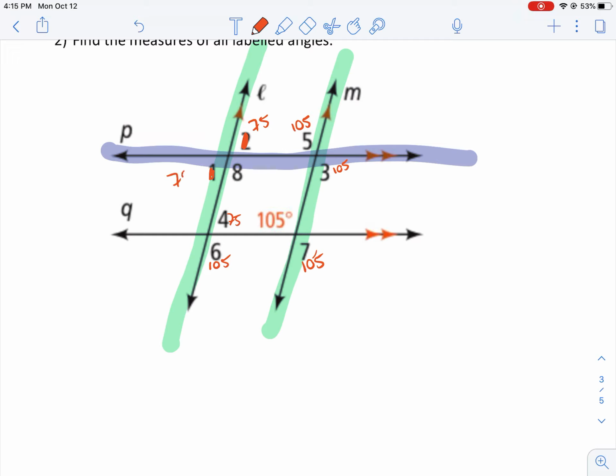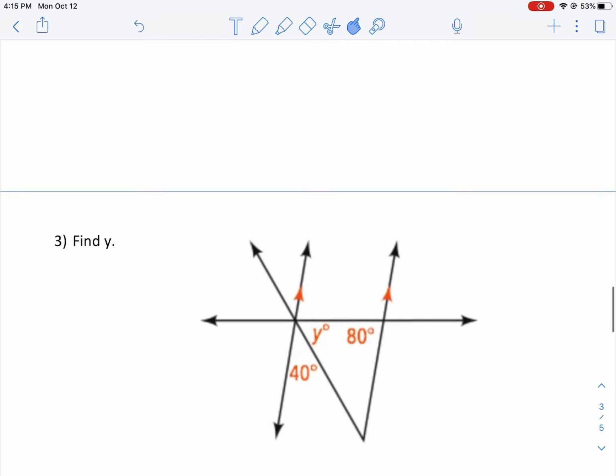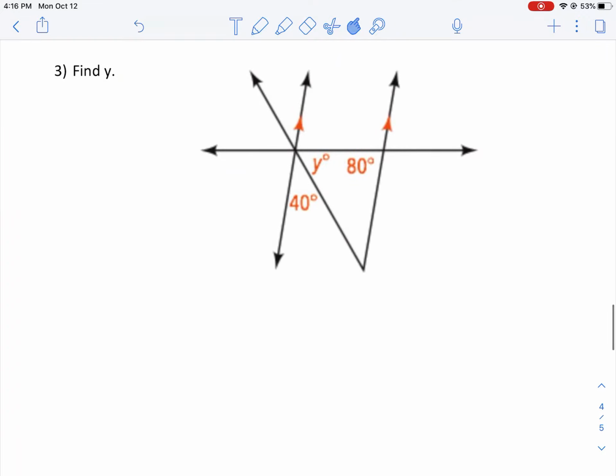The vertical angles theorem could tell me that angle 1 is also 75. I could say that these two angles are supplementary, so therefore angle 8 is 105. Or I could have said that angle 8 and angle 3 are corresponding angles, and because the lines are parallel, they are congruent. So those are all different ways I could do these processes to fill these in.